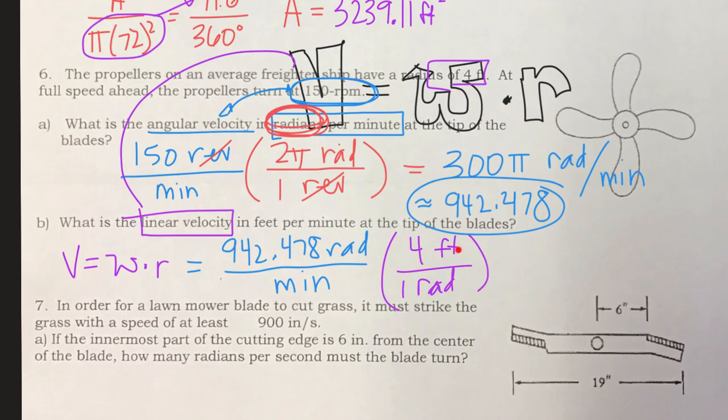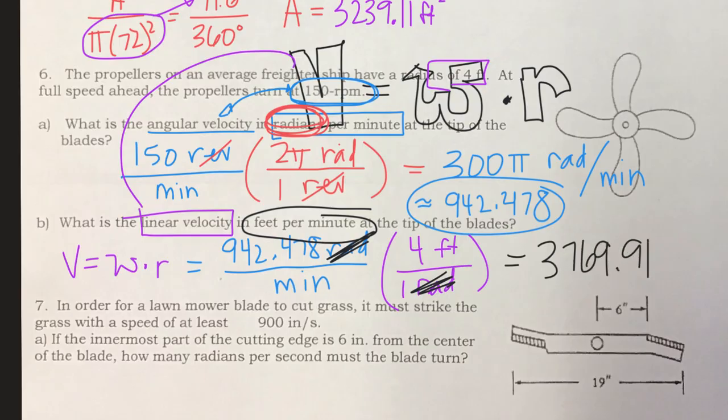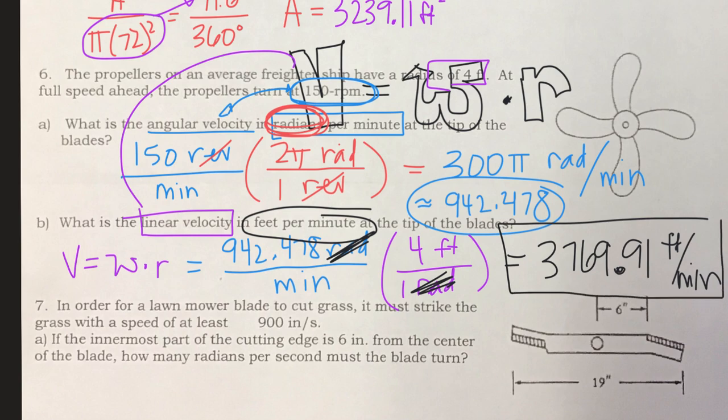Okay, so don't forget about this conversion. It's radius per radian. Don't forget about the radian part. Okay, because these ones simplify radians over radians. And I have exactly what I need, feet per minute. So there's no conversion necessary. So if I just multiply this answer by 4, 3,769.91 feet per minute is how far this thing would be revolving, right, if it were a linear speed.